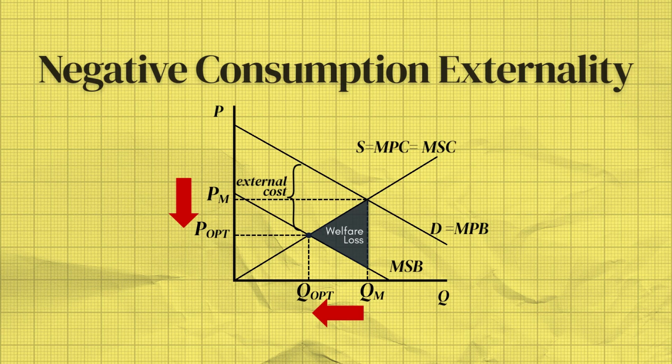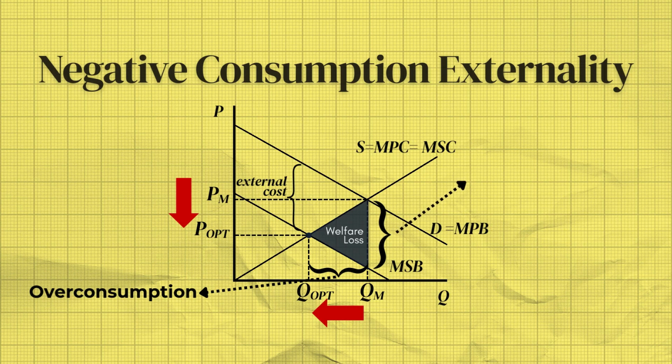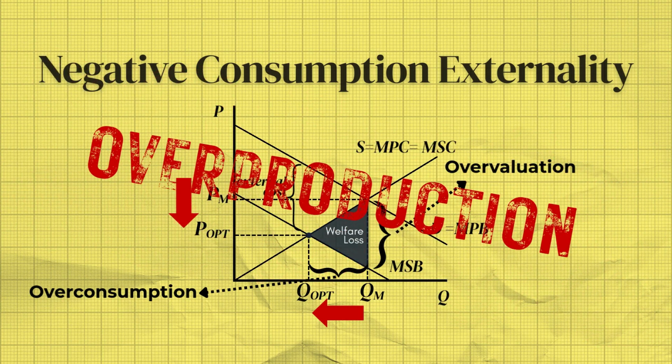The horizontal gap between the market quantity and the socially optimum quantity represents the overconsumption of the good by private consumers. The vertical distance between the market price and the socially optimum price represents the overvaluation of the good by private consumers. Society would be better off if the good was valued less, which would mean suppliers would allocate less resources to its production. And this overproduction is represented by the welfare loss triangle.